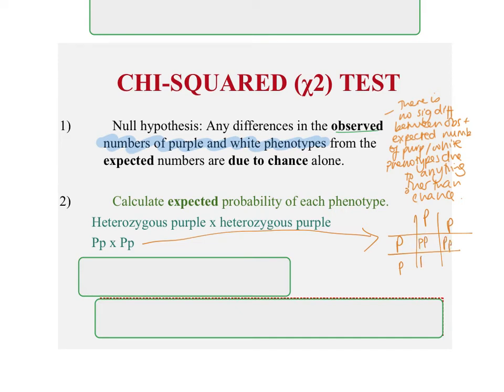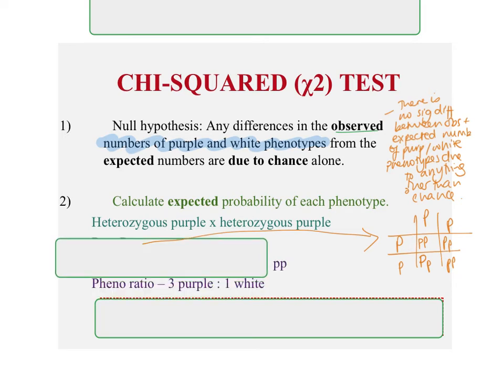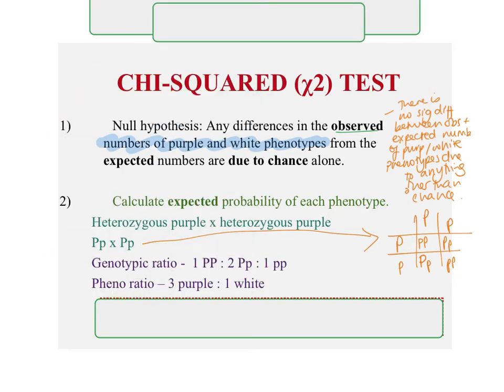But p's are preferred not to use because, as you can see, it's really difficult to tell the difference between a capital and a lowercase p. And your ratio should be 3 purple to 1 white. Okay, so our purple genotypes I will highlight in blue. So any dominant P allele, we know that is going to be the purple flower. So the phenotypic ratio is 3 to 1.